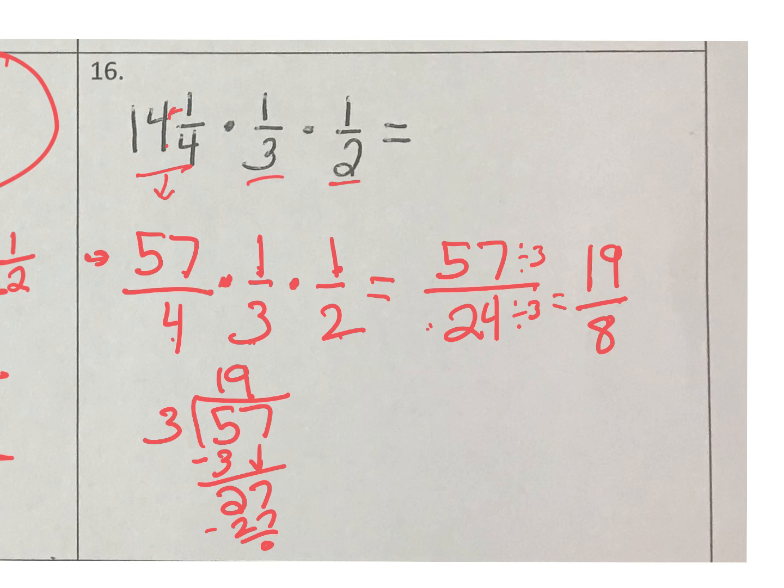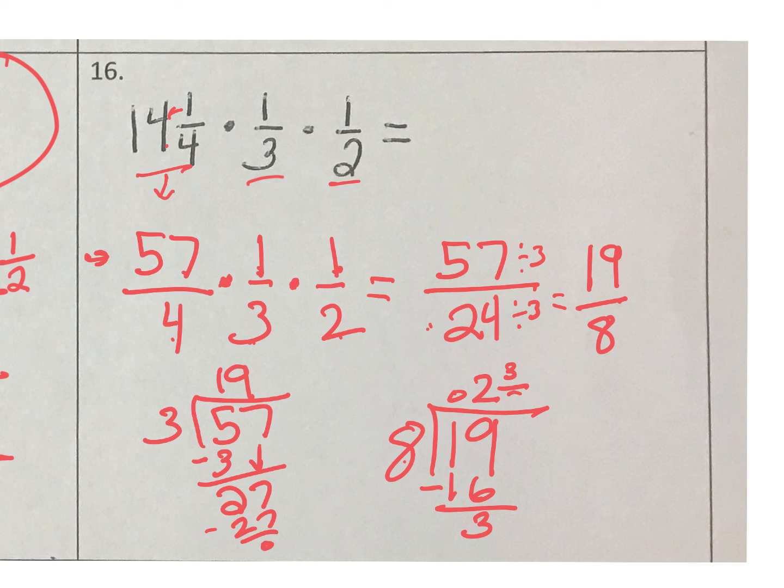Now, I don't think anything can go into 19 and 8, but it is improper. So I have to go 19 divided by 8. Goes into 1 0 times, but it goes into 19 2 times. 2 times 8 is 16. Subtract that, I get 3. Nothing more to bring down. So now I'm going to have a remainder of 3 over the 8. So it is 2 and 3/8.